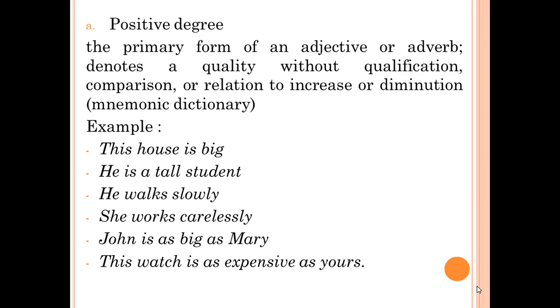The first one is positive degree. Positive degree is the primary form of an adjective or adverb, denoting a quality without qualification, comparison, or relation to increase or diminution. For example, this house is big. He is a tall student. He walks slowly. She works carelessly. John is as big as Mary. And this watch is as expensive as yours.